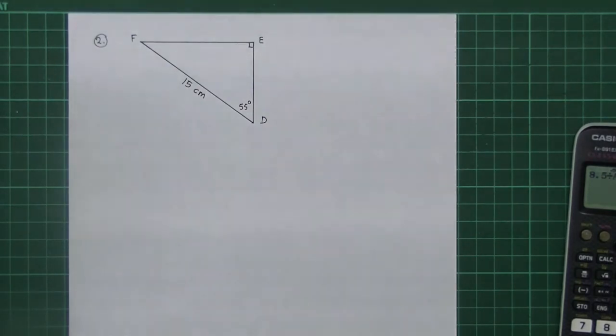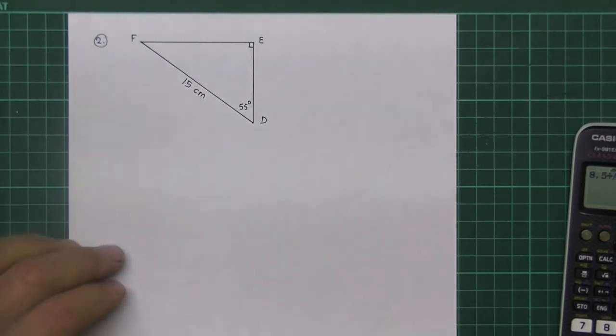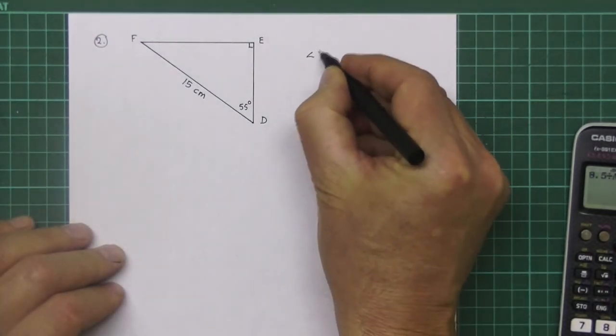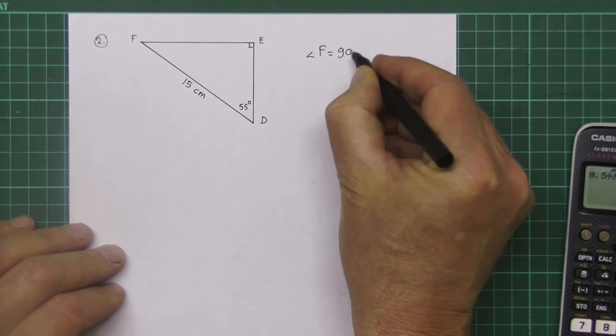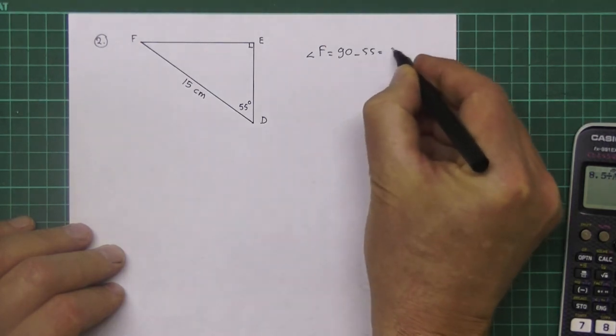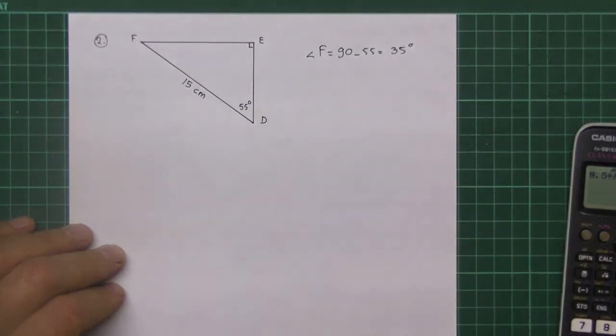And in problem number 2, we have a similar situation. We have a right triangle. And in this case, the hypotenuse is given and one of the angles is given. I can again calculate the other angle. All right, actually we could start with that. Angle F is 90 minus 55 is 35 degrees. All right, well, let's start with this angle now.